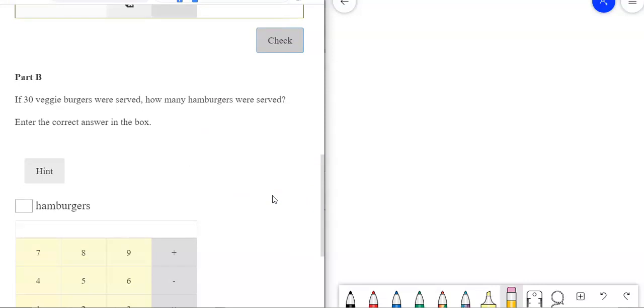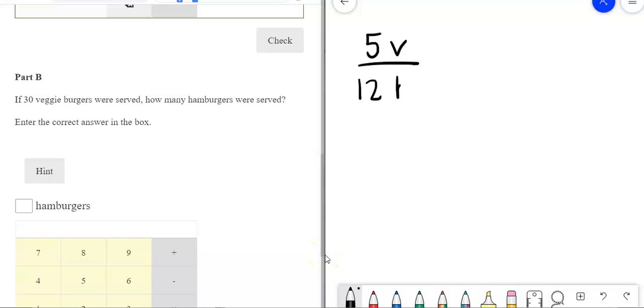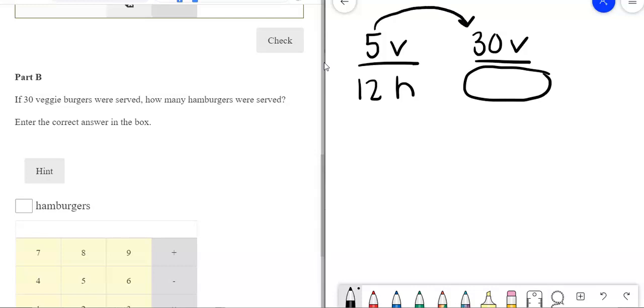If 30 veggie burgers were served, how many hamburgers were served? So we have 5 veggie over 12 hamburgers. And they asked if we got 30 veggies, how many we get right here. So 5 times what is 30? That is 6. If I multiply by 6 on top, I'm going to multiply by 6 on bottom. 12 times 6 is 72. So there's 72 hamburgers.